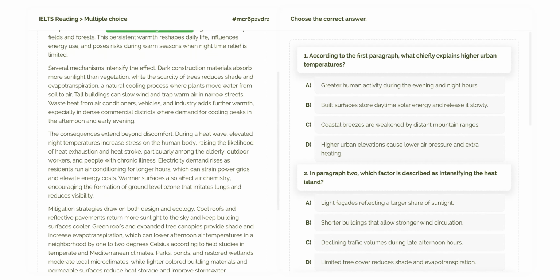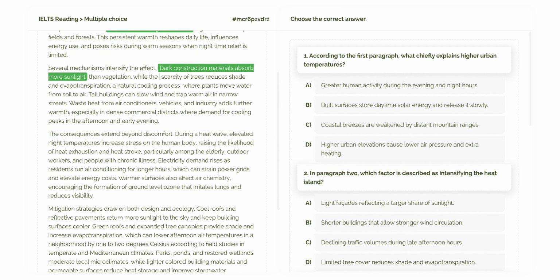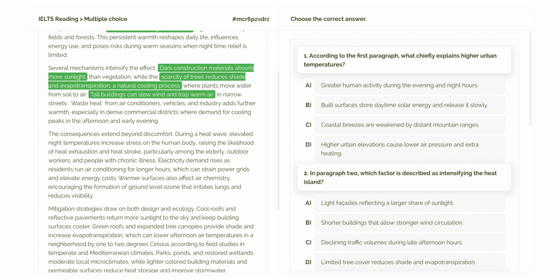Paragraph 2. This paragraph explains the mechanisms, giving more reasons why the heat island effect happens. It's all about factors that intensify the heat, so we should look for keywords like dark construction materials, scarcity of trees, tall buildings, and waste heat, which all contribute to the problem.